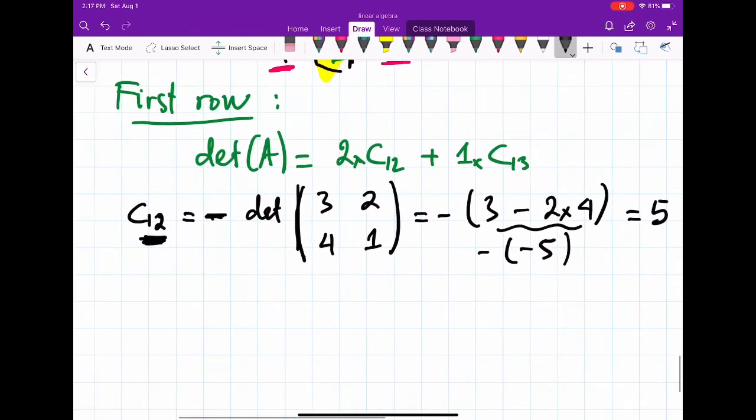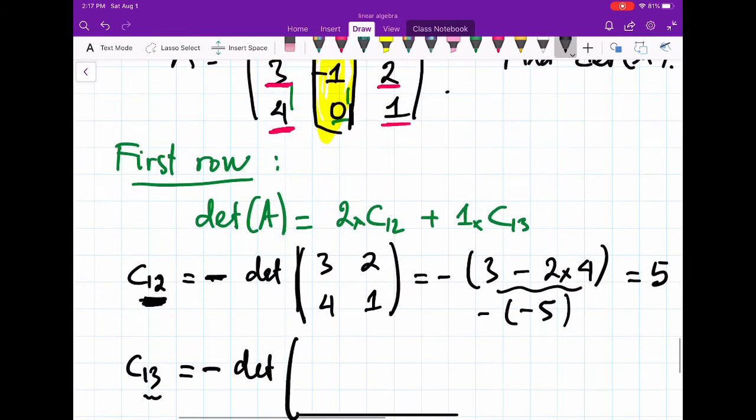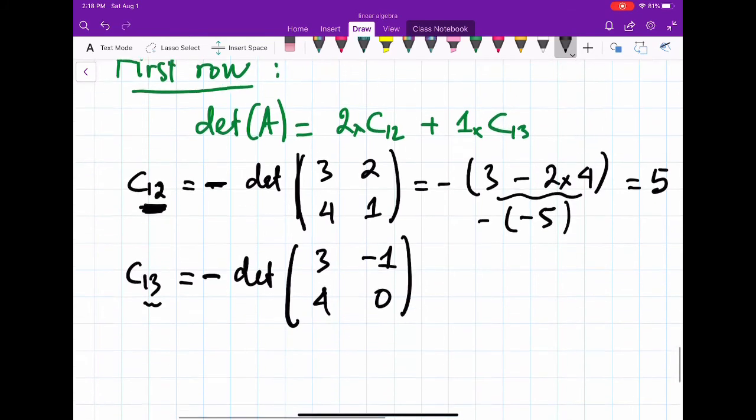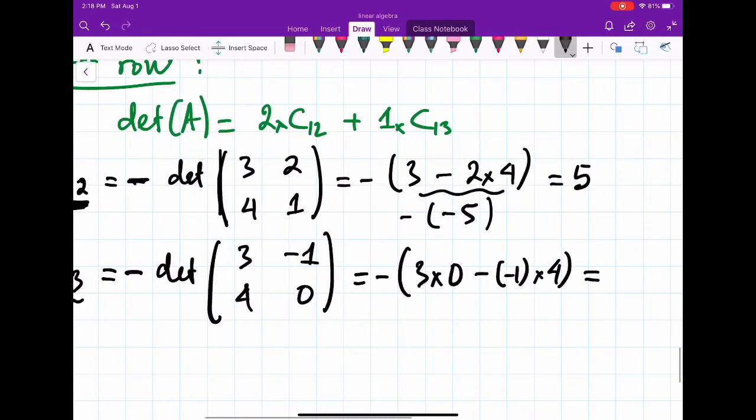Okay, perfect. And then for C13, I can write negative because 1 and 3 are not of the same parity. Then I delete the first row and the third column. I have 3, negative 1, 4, and 0 here. So this is equal to negative (3 times 0 minus negative 1 times 4). So that is, again, I think here it is 4, right? 4 with the negative, so negative 4.